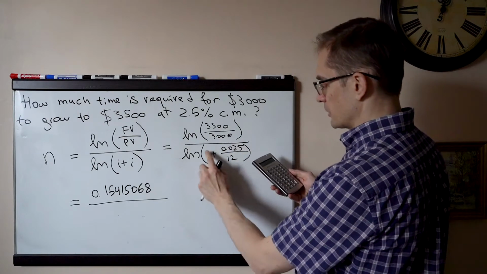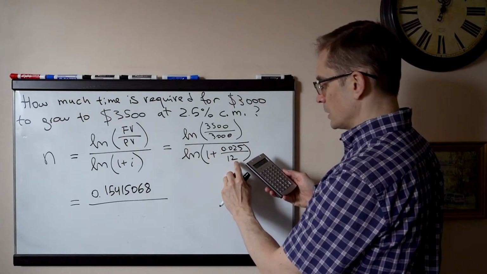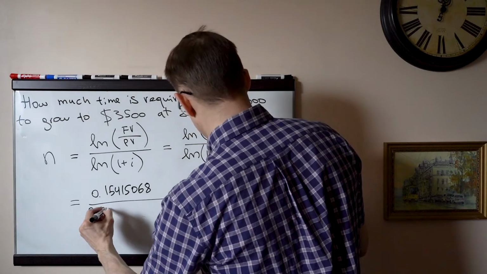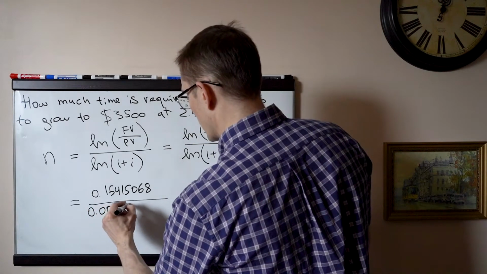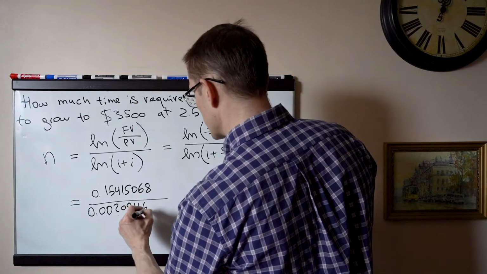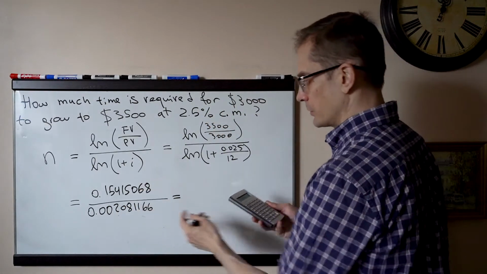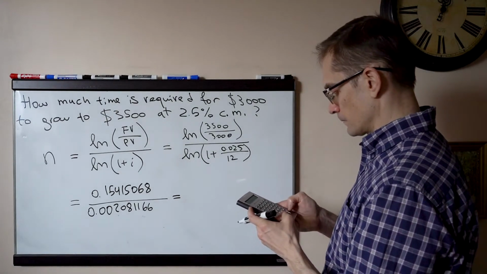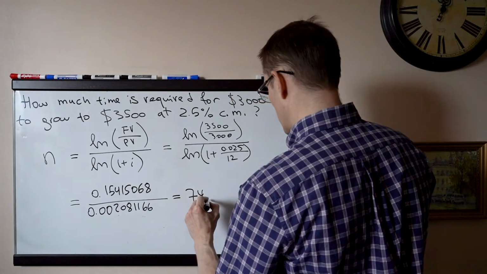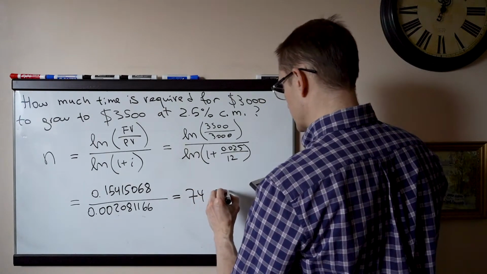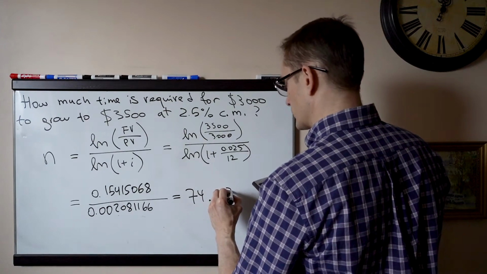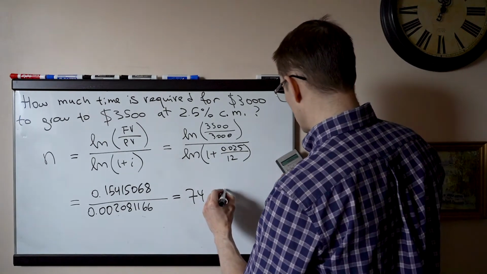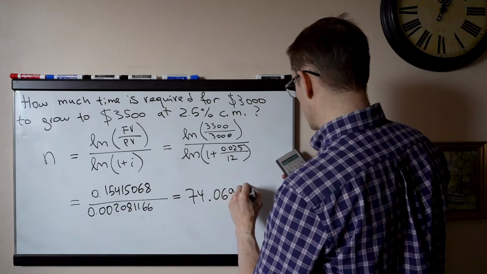So now I calculate this part, which appears to be 1.002083333 and so on. I press LN and I get 0.002081166, right? So now I need just to compute this ratio. The answer is 74.07. In fact, I will keep all decimals right now. I'll explain why later. So 74.0693749.